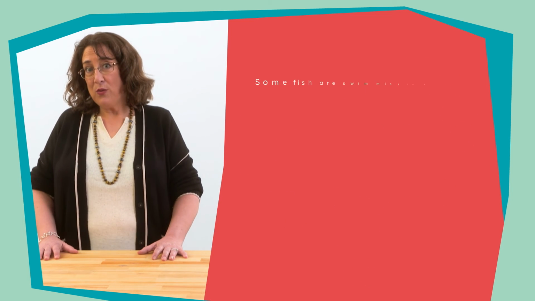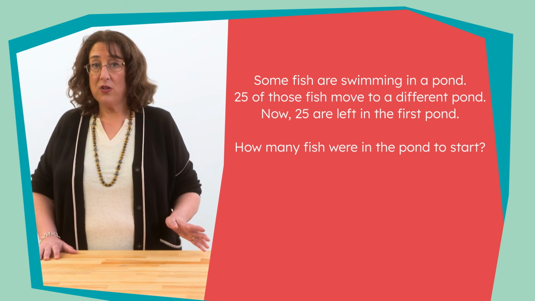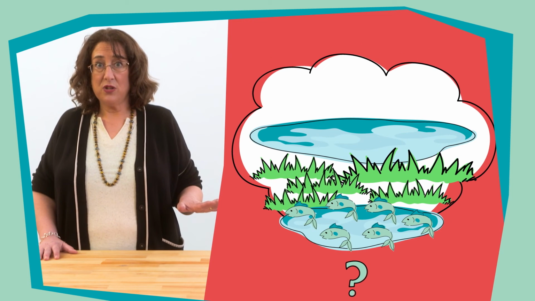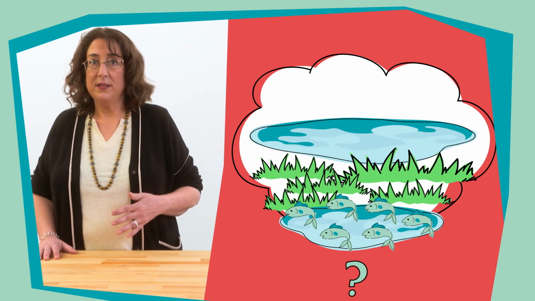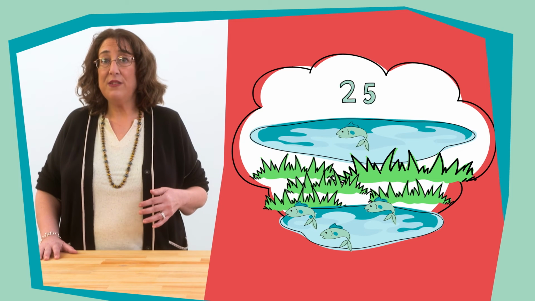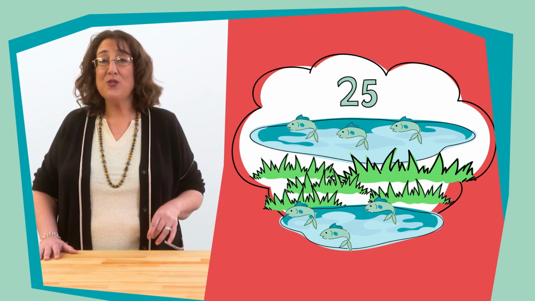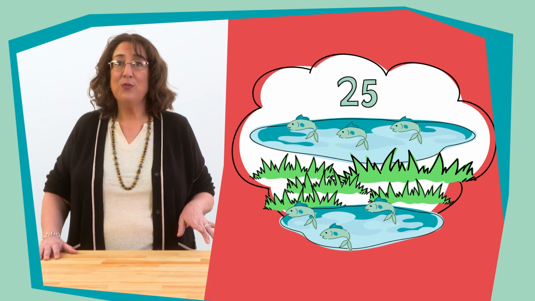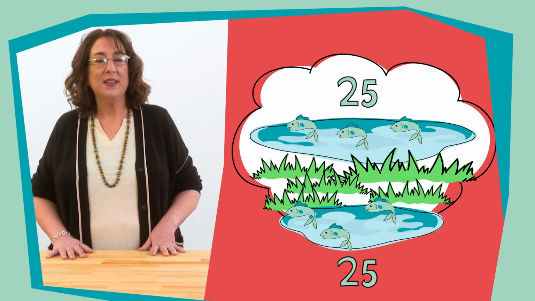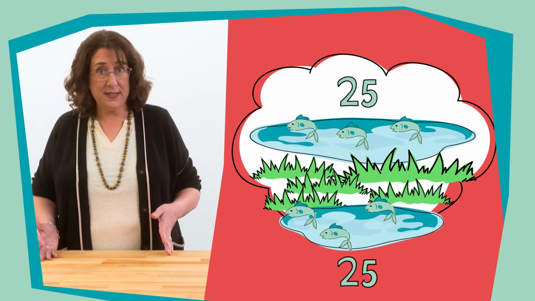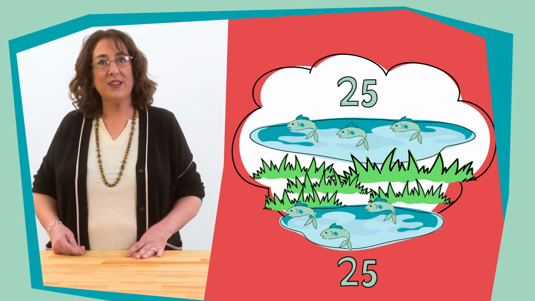Today, we read a word problem about fish swimming in a pond. At first, we don't know how many fish are swimming in the pond, but we do know how many are taken away. We know a group of 25 fish moved to a different pond. And we also know how many fish remain. We know a group of 25 fish remain in the first pond. What we didn't know and had to figure out was how many fish were in the pond to start.